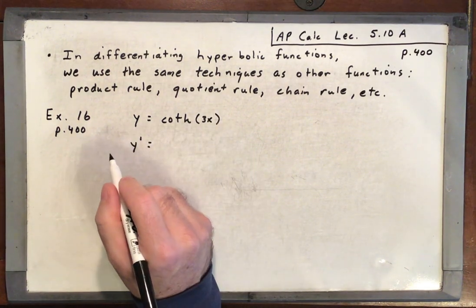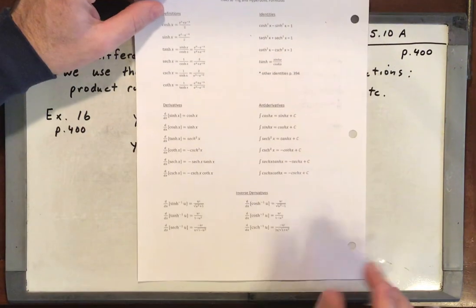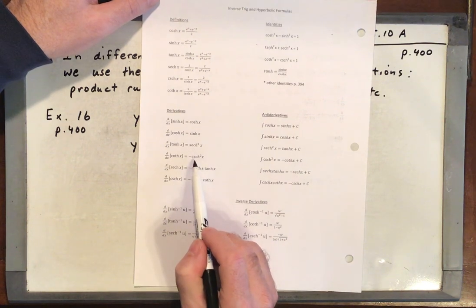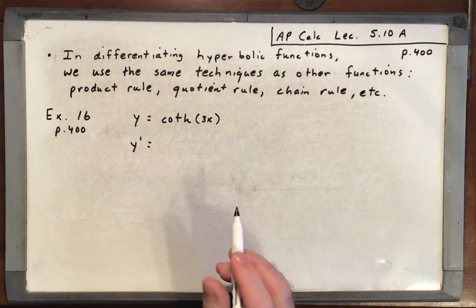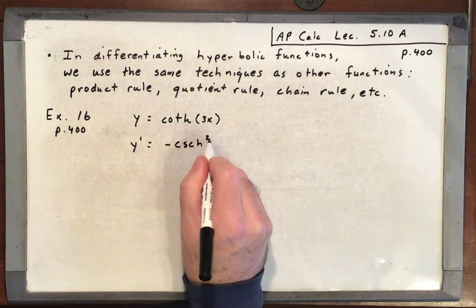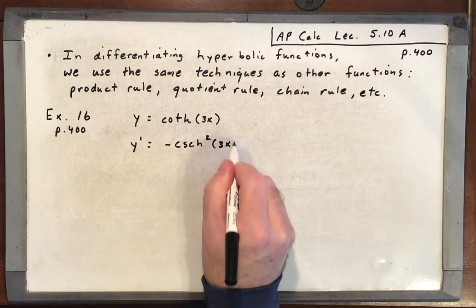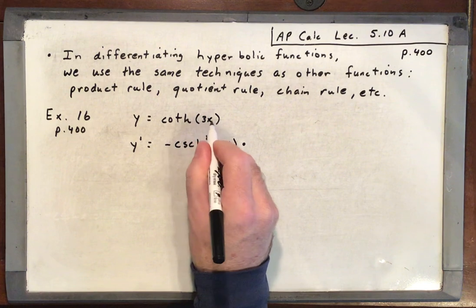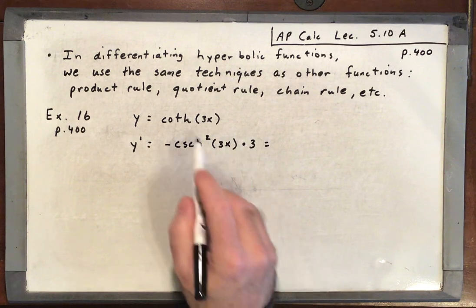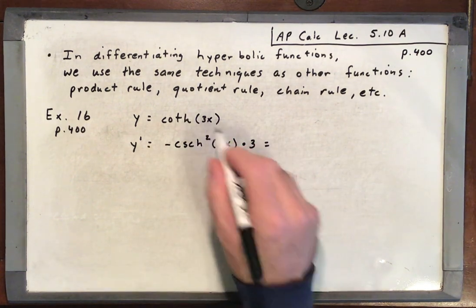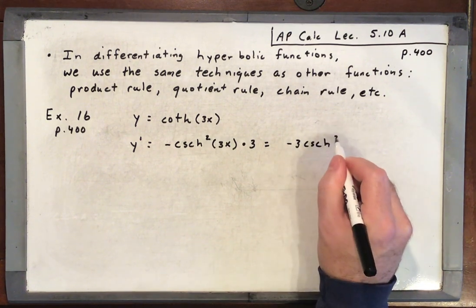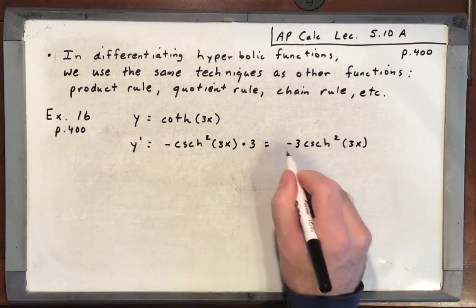Well, you're going to use your sheet. You do not have to memorize these. They're pretty similar. Sometimes they're a little bit different. Let's find hyperbolic cotangent. And we see the derivative is minus hyperbolic cosecant squared. So it's going to be minus hyperbolic cosecant squared of the blob, 3x, times the derivative of the blob. Haven't done one of these videos in a while, so a little rusty. So times 3. So that's going to be minus 3 hyperbolic cosecant squared 3x.